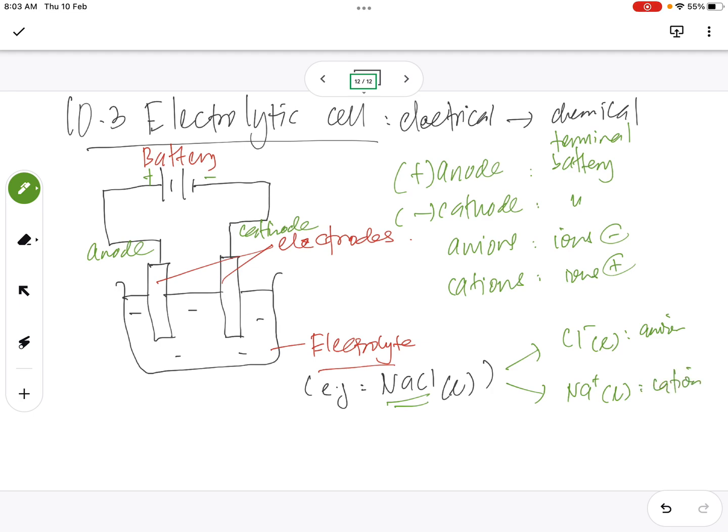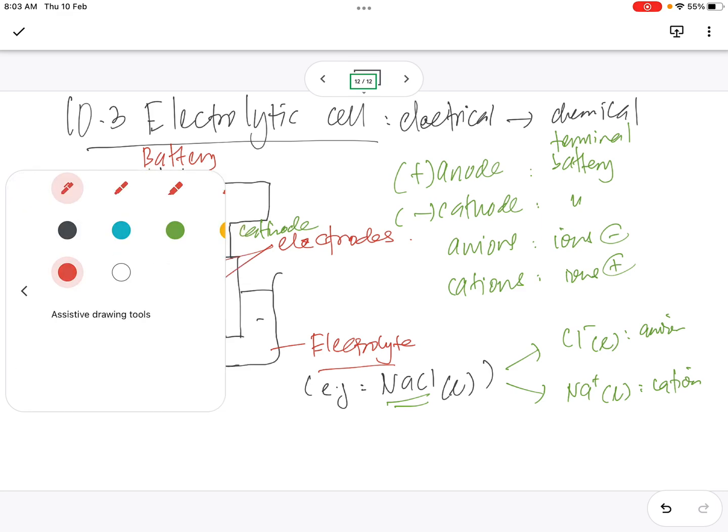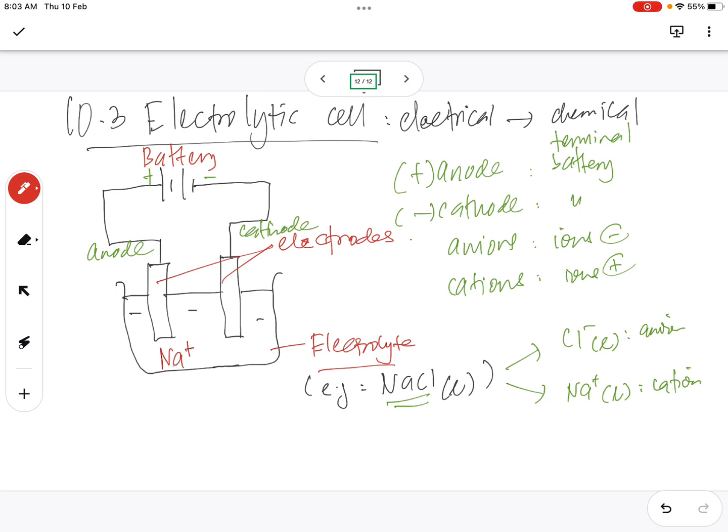Okay, so what happen when we connect the circuit? Electrolyte ini akan ada Cl negative dan juga Na plus. Okay, so what will happen now? Sorry, Na plus terbalik. Saya nak tunjukkan dia kejap. Kita akan ada, I use different color lah, red color maybe. We have Na plus and Cl negative, molten. So inside the electrolyte, we will have Na plus and Cl minus.